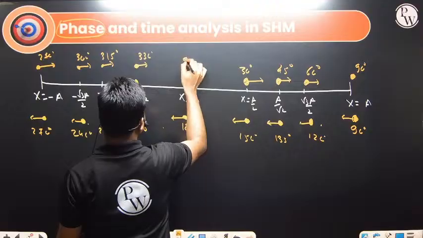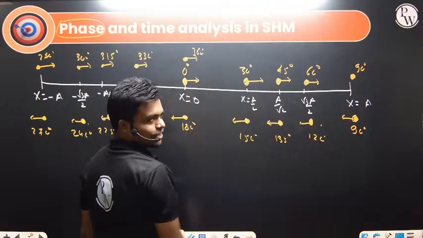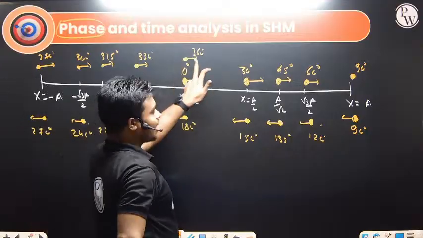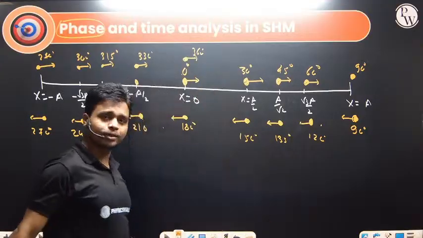And can you tell me at this particular point? 360 degree, right? So 360 degree means one complete oscillation. So this is starting from 0, and again at the same time, this is what we define as one complete oscillation.